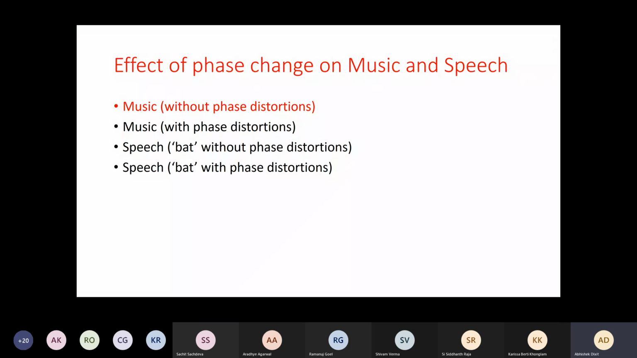So now you know what the original music is. Now we will apply these phase distortions and hear it again. What did you notice? It was a high pass filter, I thought.